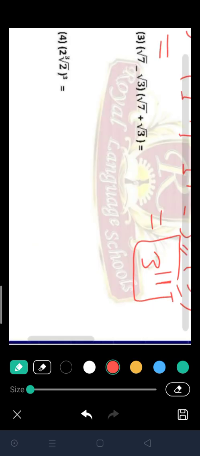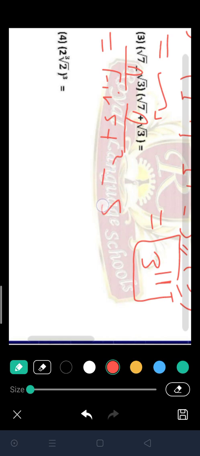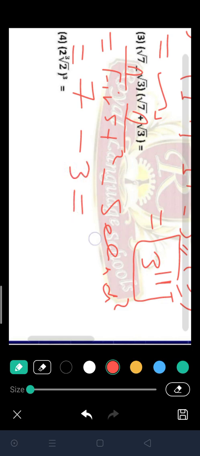Example number 3. Root 7 minus root 3 times root 7 plus root 3. The two brackets are two conjugate numbers because one of them is negative and the other is positive. And we know that the product of the two conjugate numbers equals the first number power 2 minus the second number power 2. The first number is root 7, root 7 power 2 equals 7, minus root 3 power 2 equals 3. So 7 minus 3 equals 4, and the result is 4.